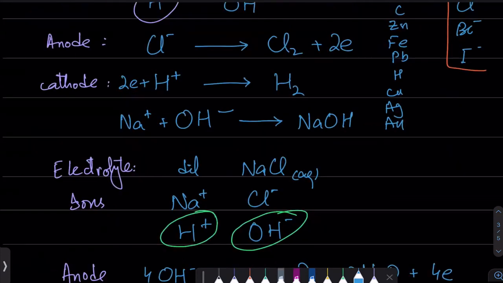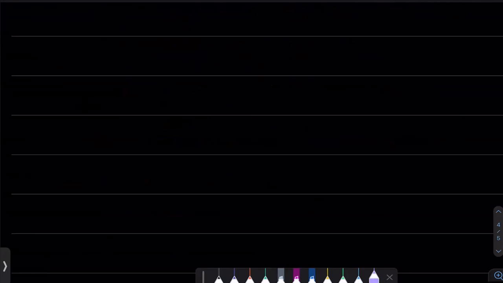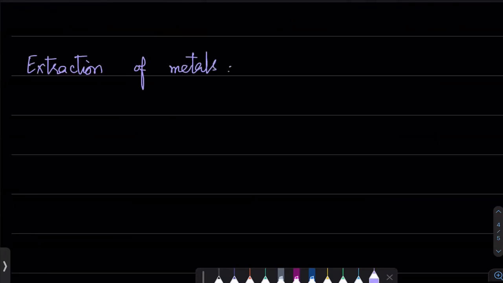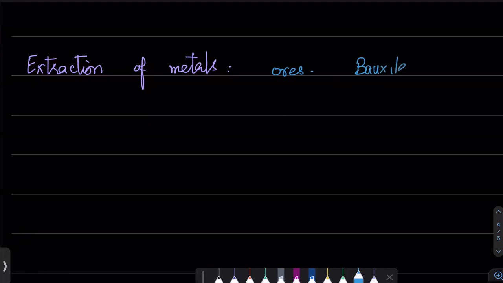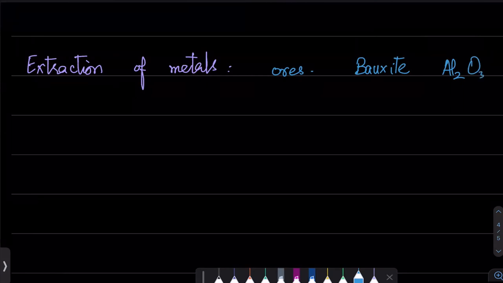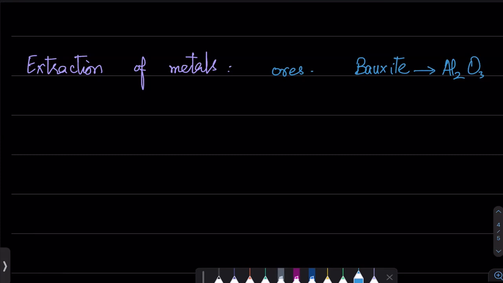Isi tarah electrolyte ka ek aur use bhi hota hai. There's a thing called bauxite and we use electrolysis. We use electrolysis for two things. One is extraction of metals. Ab extraction of metals mein ye hota hai ki hame metals normally milte hain as oxides and we call them ores. So for example, bauxite is an ore of aluminum. Isme Al2O3 hota hai. So bauxite, we filter it out, we do some processing and we get Al2O3 in it.